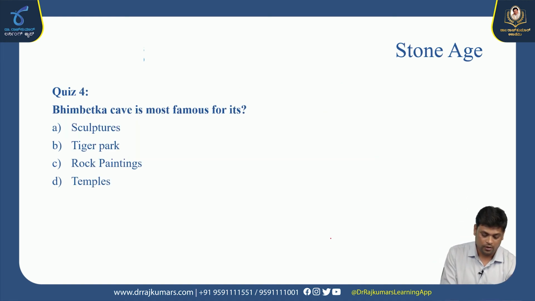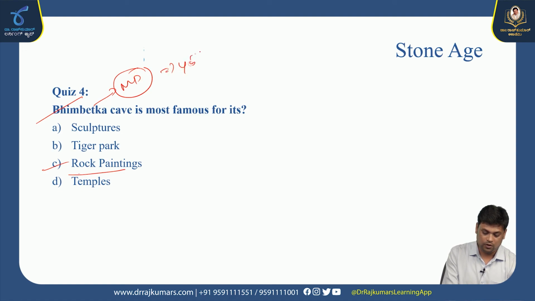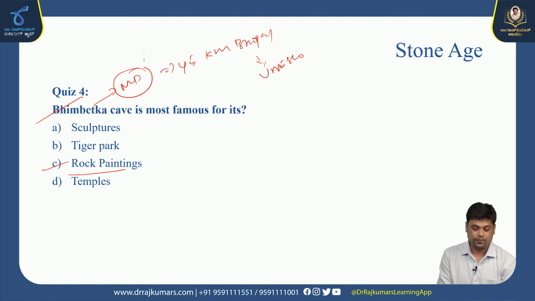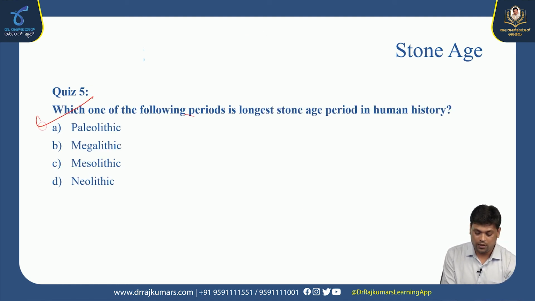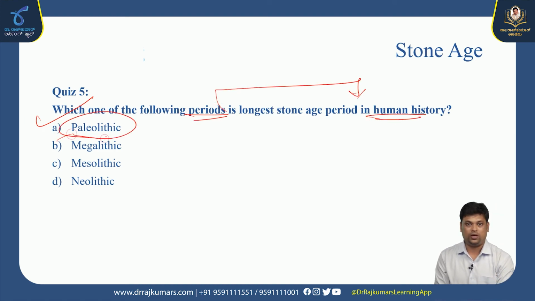Merging of these two, we have one nation called India, so we call it the Indian subcontinent. Bhimbetka cave is most famous for rock paintings, located in Madhya Pradesh, 45 kilometers south of Bhopal, and it is also a UNESCO World Heritage Site. Which of the following periods is the longest Stone Age period in human history? Obviously, it's the Paleolithic, from 5 lakh BC to 10,000 BC.